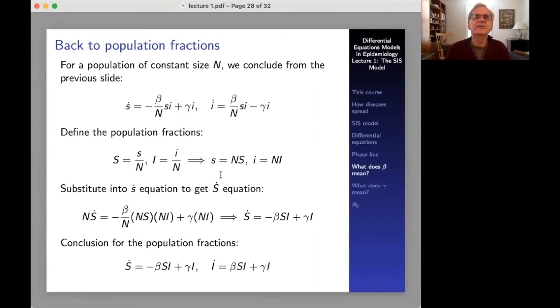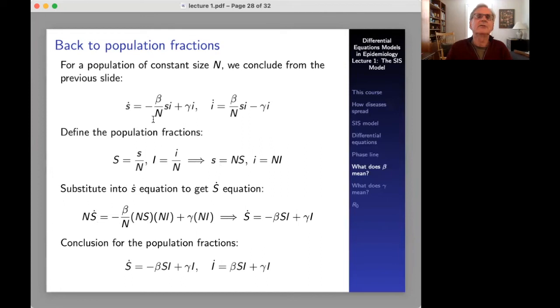So I take these expressions and I just substitute them back into these differential equations to get differential equations for the population fractions. So let's just go through substituting into the first equation. Little s dot is just going to be, n's a constant, little s dot is just going to be n times capital S dot. So I substitute that.